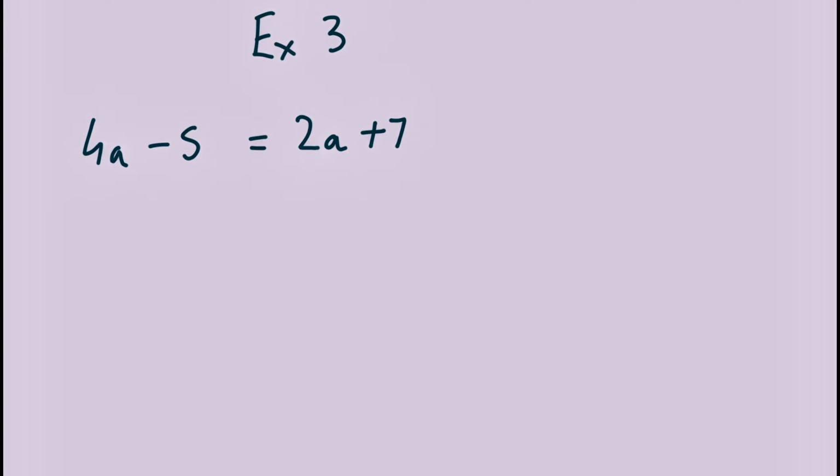Okay, next problem. This one is similar to the first one. So 4a minus 5 is equal to 2a plus 7. So let's put the 5 here, 5 here. We have 4a. I'm just going to make that a different color. It's probably hard to see. Plus 5, we have 4a is equal to 2a plus 7 plus 5. This is equal to 12.